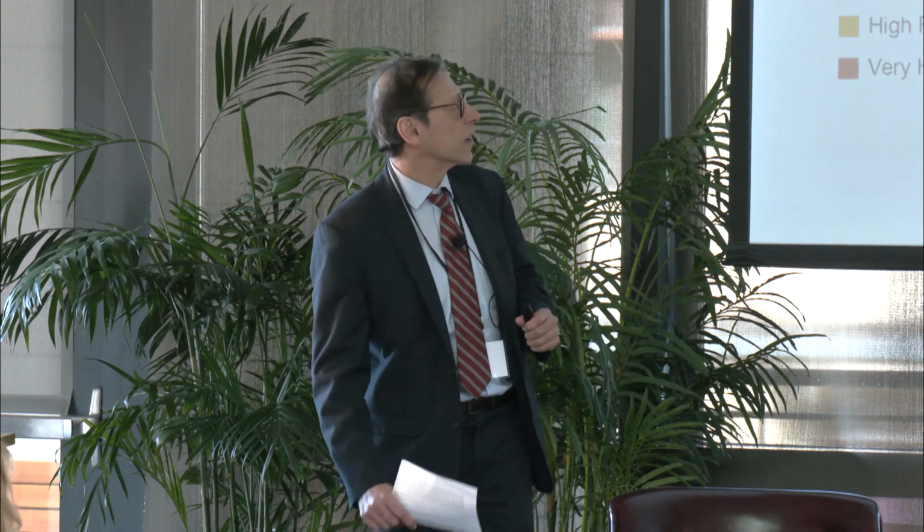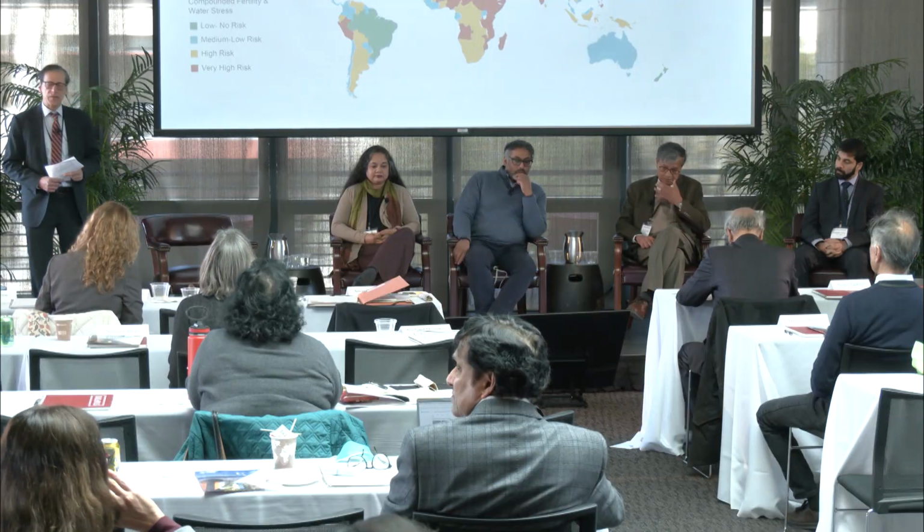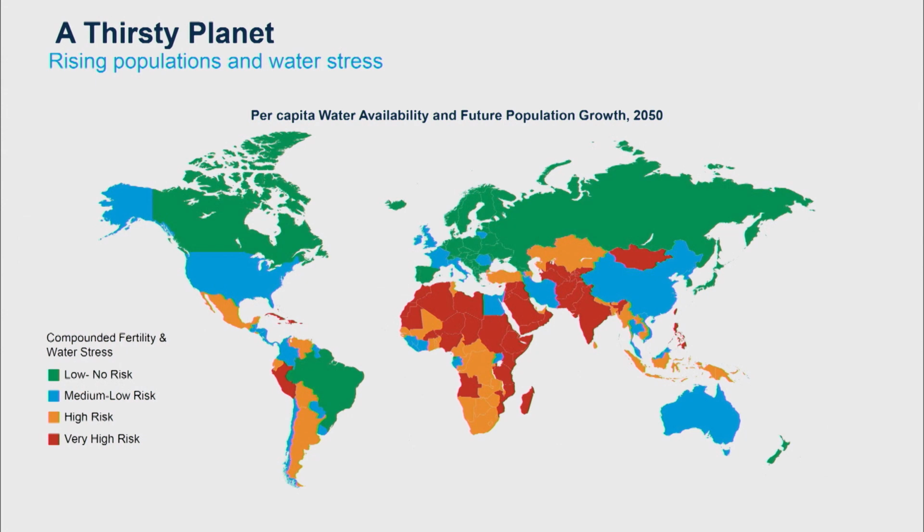Let's start by looking at the global picture. In this map, what we actually have is something pretty simple. We take the supply of water, which is pretty much fixed right across the world, and on top of that, we put population growth rates. So it's a very, very simple overlay.